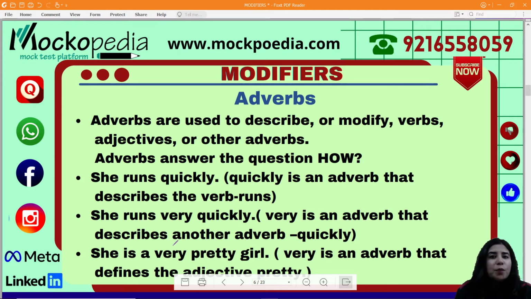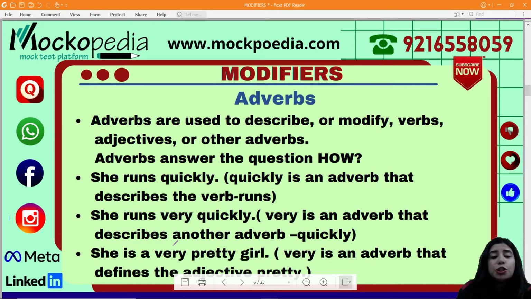So there is a very important test associated with identifying adverbs. You need to ask the question how, right? If you take a look at this sentence, adverbs help us answer the question how. She runs quickly, so how is she running? Your answer will be quickly.